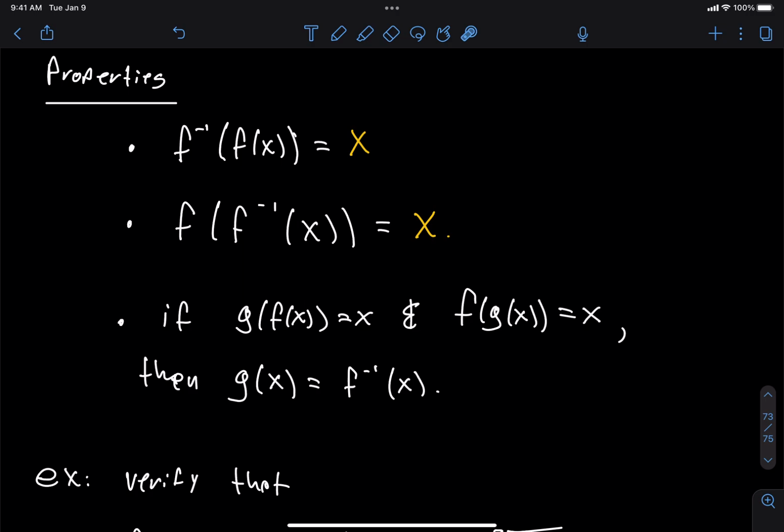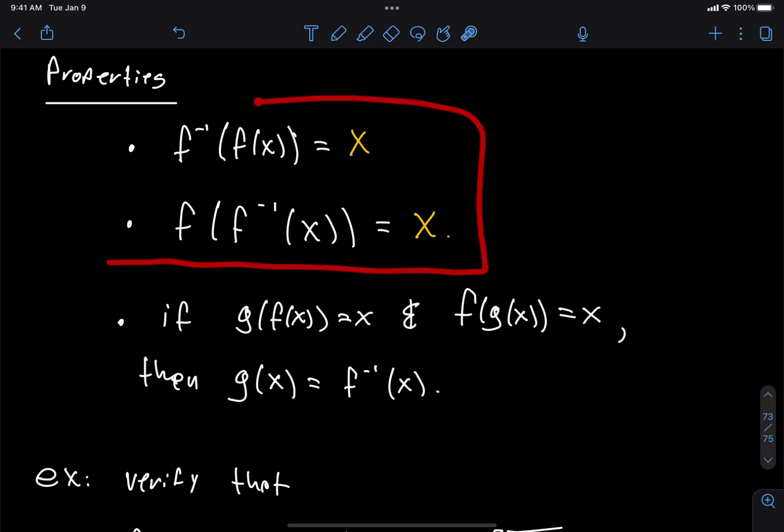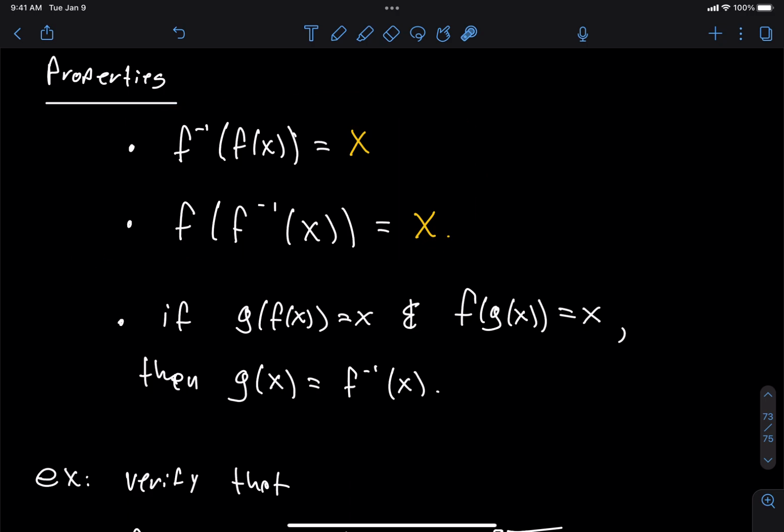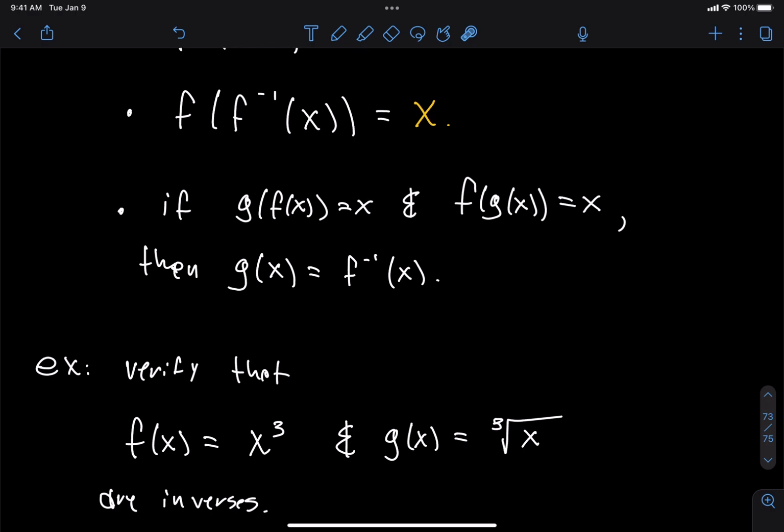So what's next? Well, if I have a function g which satisfies these 2 properties, namely, if I plug f of x into g, I get back x, and if I plug g of x into f, I get back x, then g must be the inverse function. This is like an if and only if statement. If this thing is true, then it's the inverse function. And also, if f inverse is the inverse function, then this is true. So that is what happens when we plug a function into its own inverse.